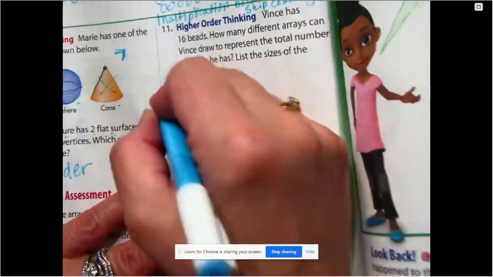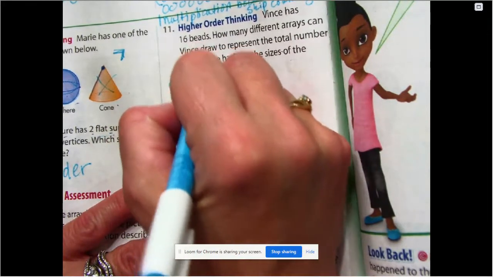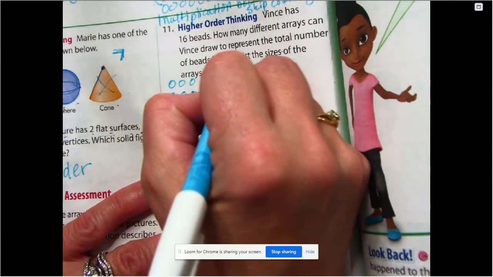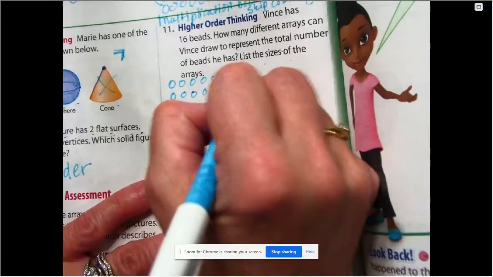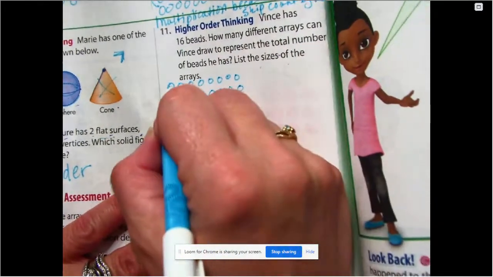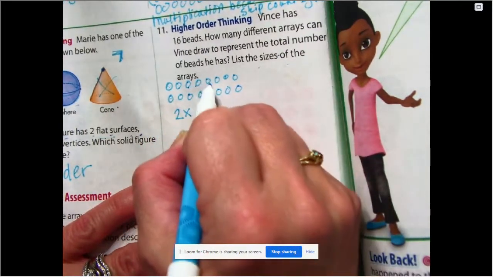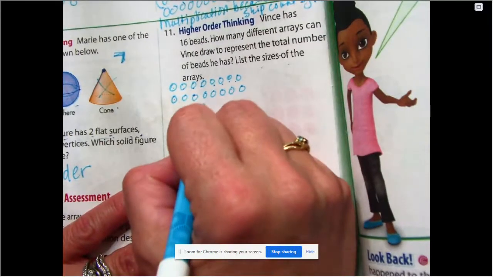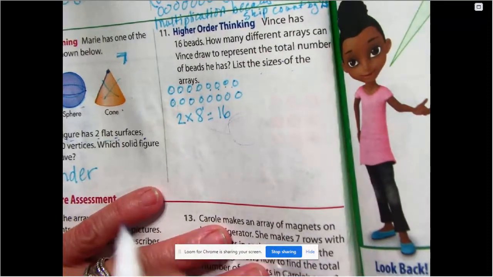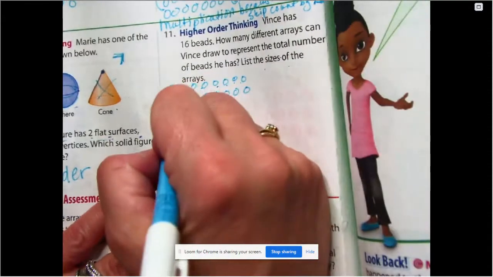Okay, there's 1, 2, 3, up to 16. Okay, we needed to have 16 total. I have how many? 2 rows of 1, 2, 3, 4, 5, 6, 7, 8. 2 rows of 8 equals 16. Okay, there's one way. All right, so since we can do it that way, let's do 8 this way.